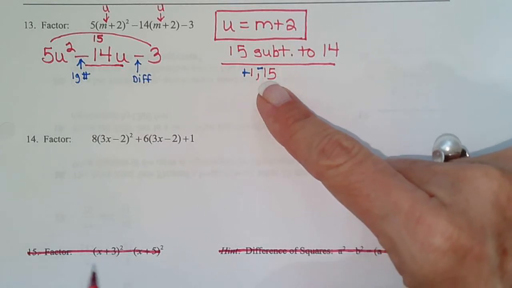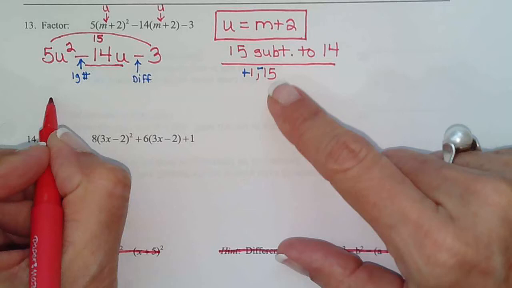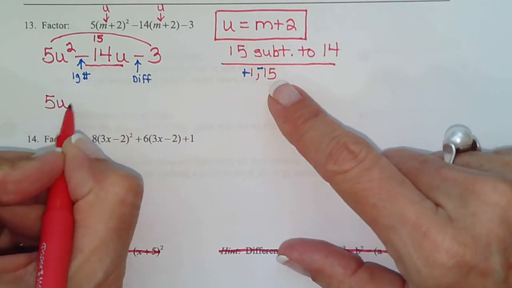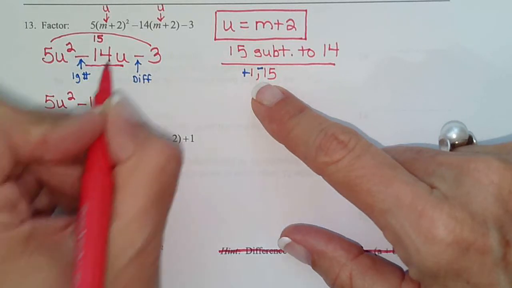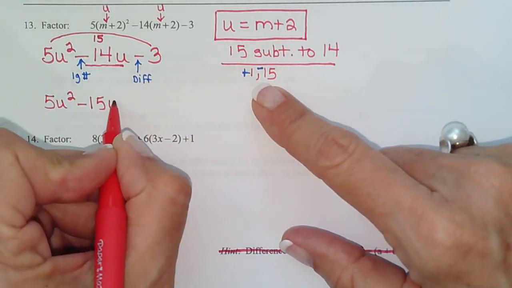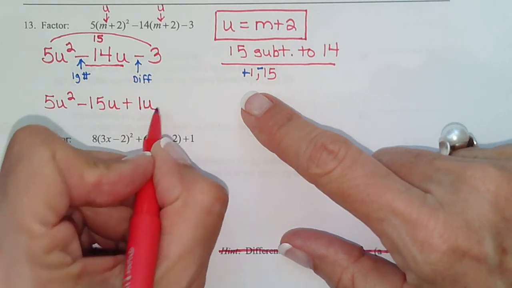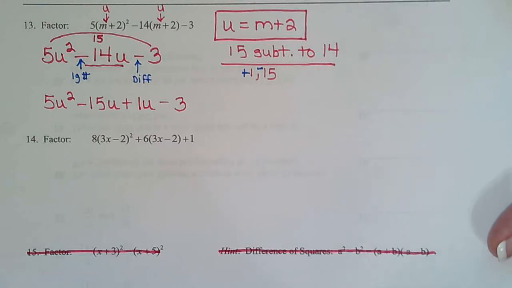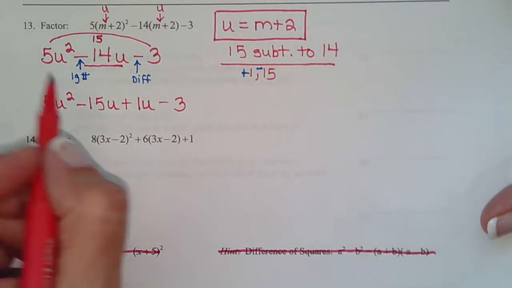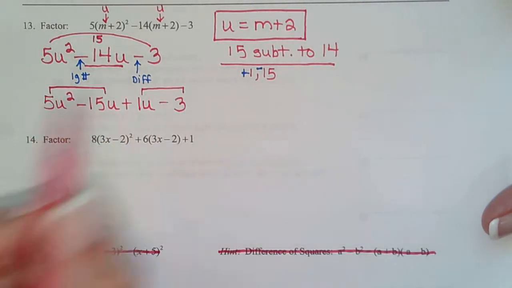And remember what I said, if you can put the negative first, that saves you from having a negative GCF later. So 5u squared minus 15, grab that u, plus 1, grab that variable u, and then minus 3. So just like the problems we've done earlier, now we're ready to do grouping once we turn it into 4 terms.